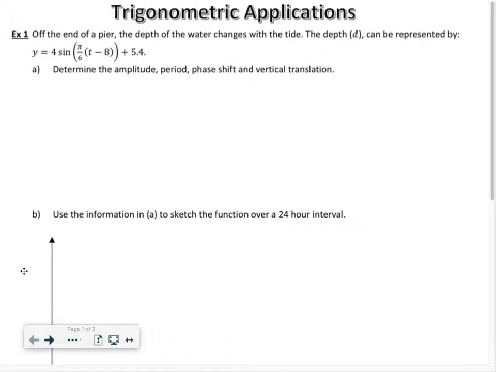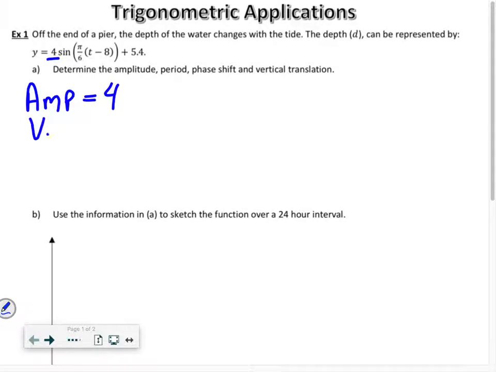All right, trig applications. So when we're looking at trig applications, all we're doing is applying everything that we've learned so far to a real life situation. So with this, we've got an equation. We can find our amplitude quite easily. Our amplitude here is 4.